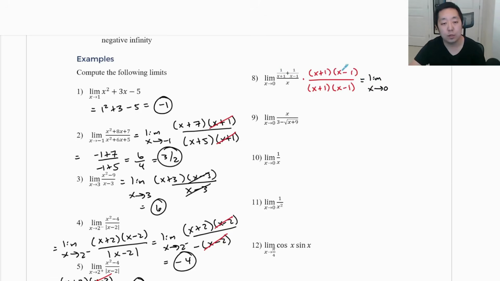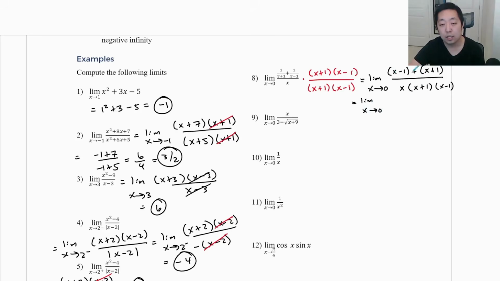So when I do x plus 1, x minus 1 times that, the x plus 1's cancel. I'm going to get x minus 1. And then when I do this times this, the x minus 1's will cancel, and I'm left with x plus 1 over x times x plus 1, x minus 1. Because I have to multiply the top and the bottom by the same value, right?